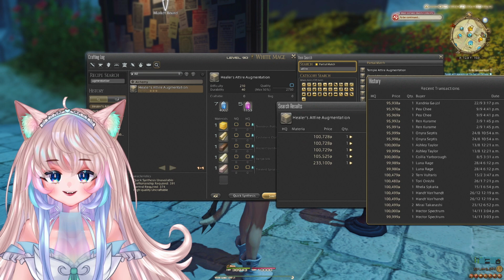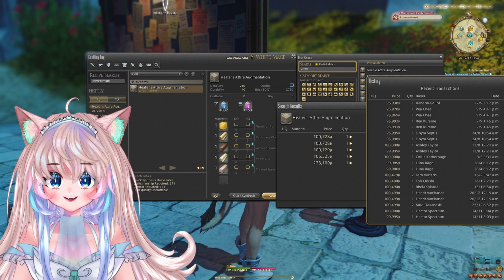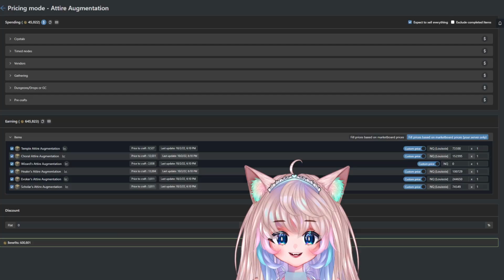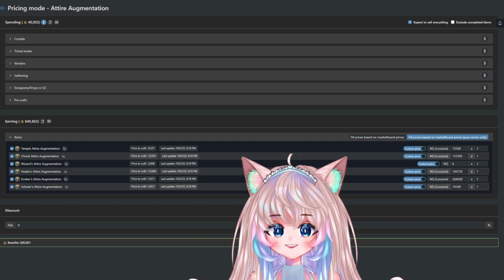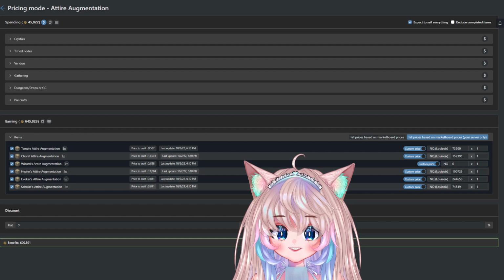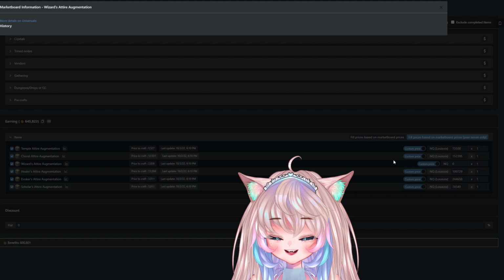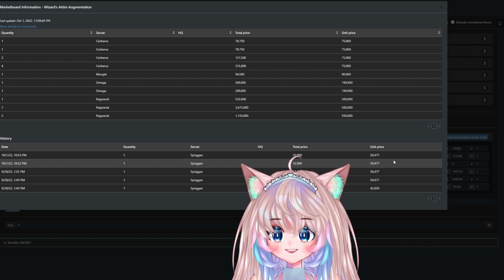So, of course, there is a list as well, and we can take a look at what sells most. Here are the attire augmentation boxes, and craftable at around 10k each, you can sell them at 73,000, 152,000, 100,000, 244,000, and 74,000. Nobody has the Wizard's Attire augmentation coffer. We can see what other servers are tending to sell this at. The cheapest is at Cerberus for 75k, Mughal 90k, Omega cheapest 199, and on Ragnarok 500k.